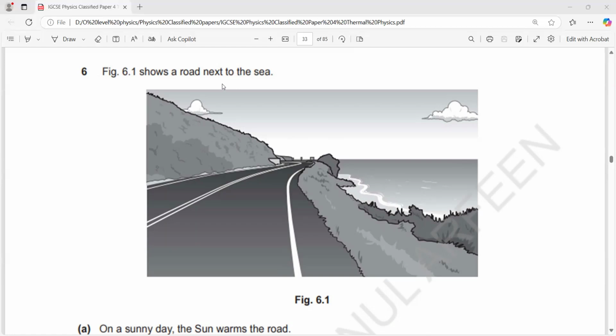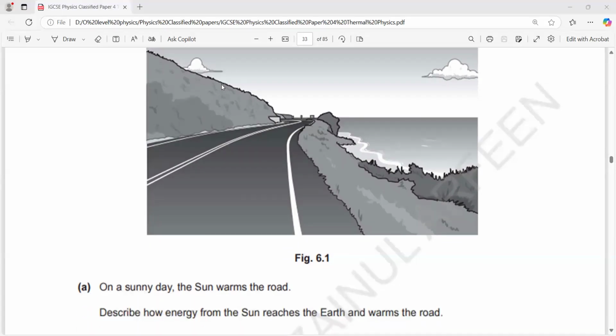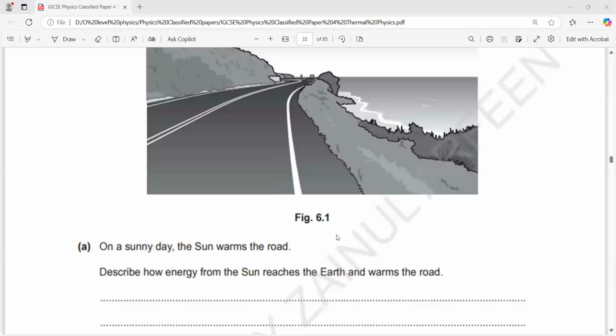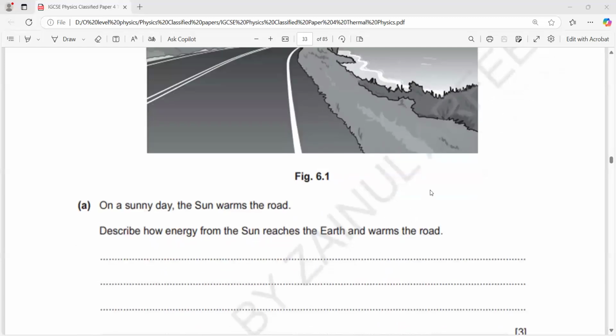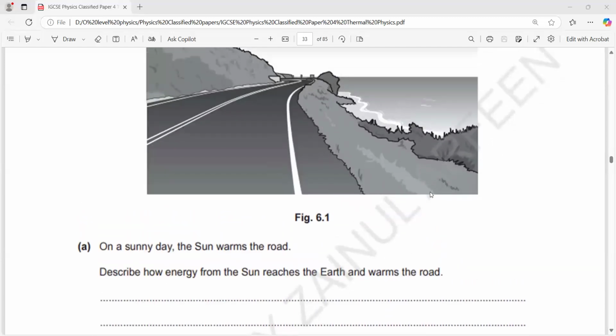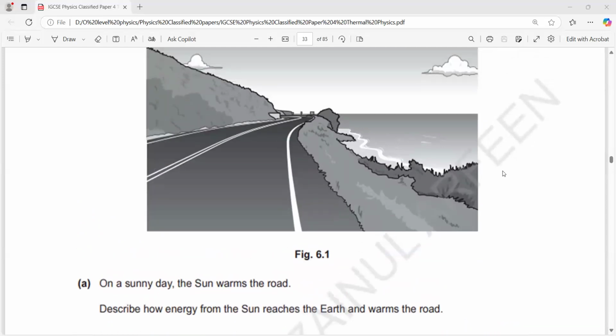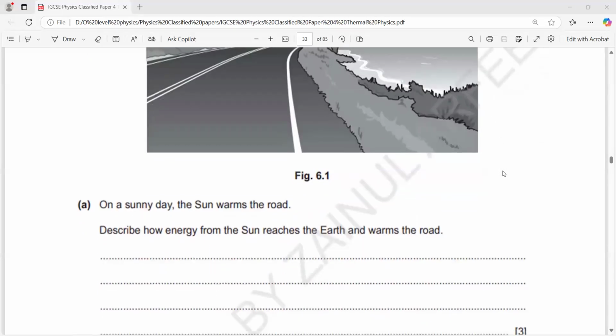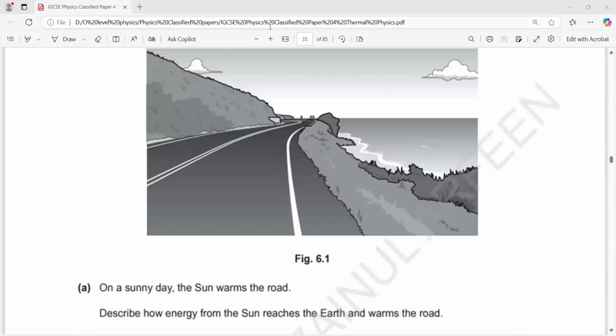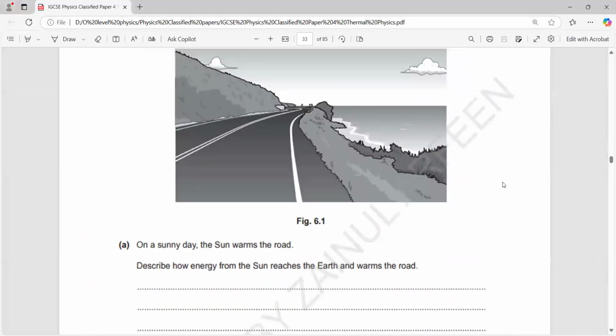Figure 6.1 shows a road next to the sea. On a sunny day, the sun warms the road. Describe how energy from the sun reaches the earth and warms the road. It's of 3 marks. How does energy from the sun arrive or reach the earth? So energy will travel in the form of radiation. Yeah, radiation.